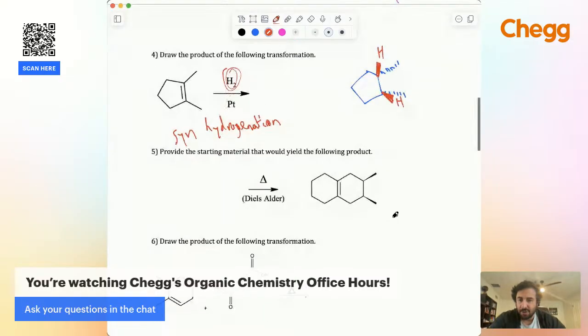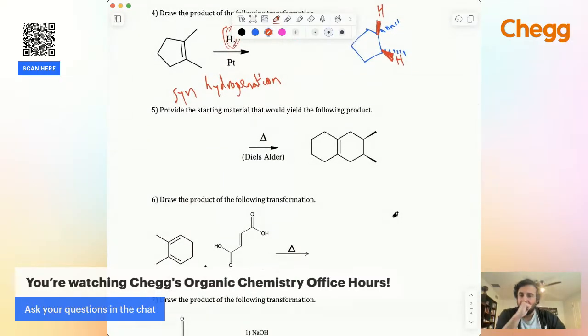Cool. That looks good. Okay, so moving on from addition reactions, let's take a look at some electrocyclization. So the classic is the Diels-Alder. So we want to provide the starting material that would yield the following product. So we know that Diels-Alder reactions generate 6-membered rings, right?